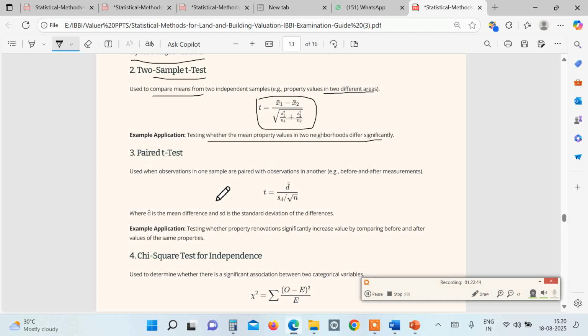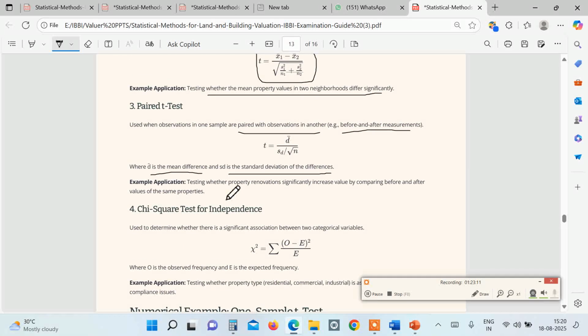And the third one is the paired t-test. It is used when an observation in one sample is paired with an observation in another sample. It is based upon before and after measurements. The formula is t equals d bar divided by SD over the square root of n, where d bar is the mean difference and SD is the standard deviation of the differences. It is applied for testing whether a property renovation significantly increases the value, by comparing before and after values of the same properties.